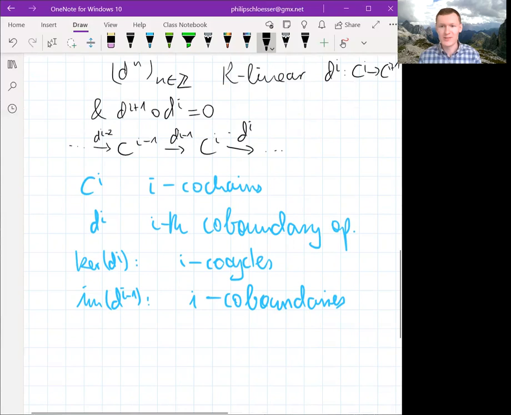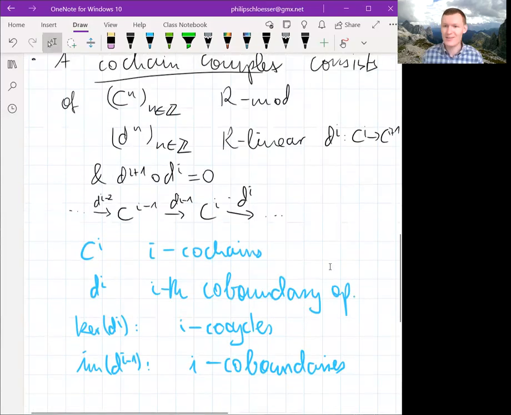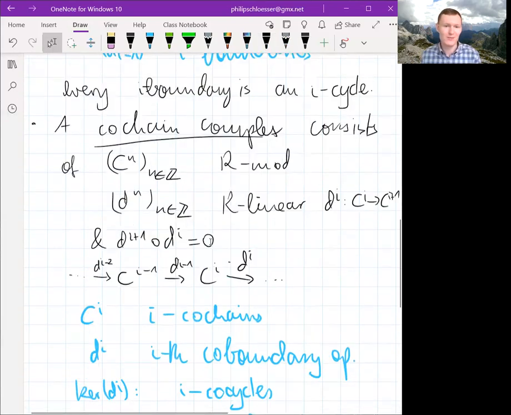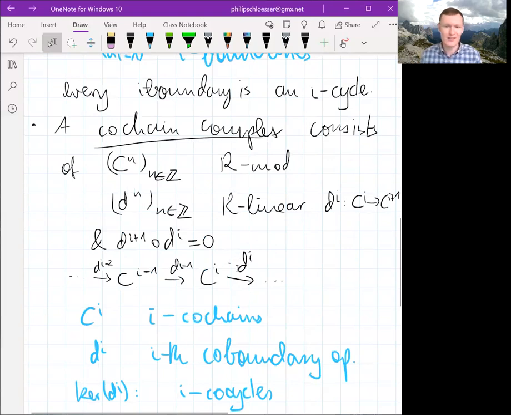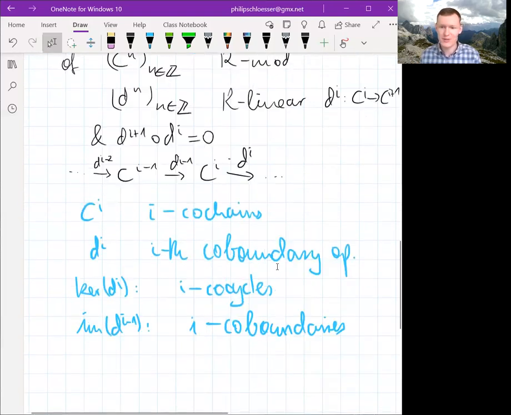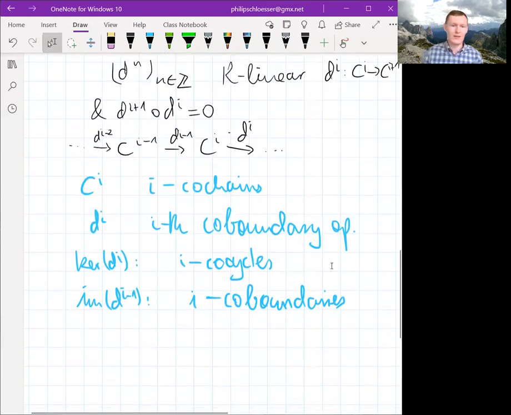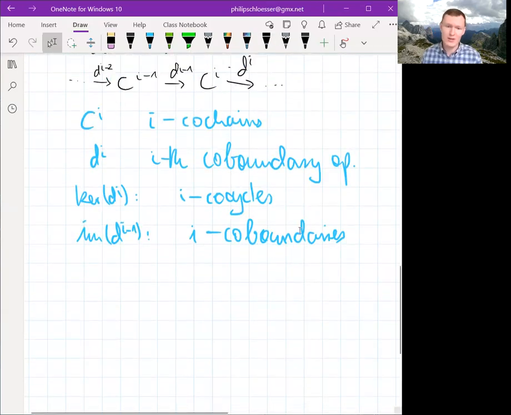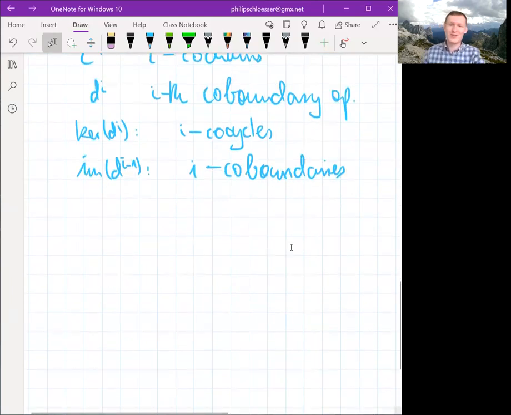Yeah, for those among us who did topology in physics last semester, the de Rham complex is a cochain complex, where d^i is just the exterior derivative, or the exterior differential. And then cochains are differential forms, i-cocycles are closed forms, and i-coboundaries are exact forms. But I guess I will expand on that when we talk about the de Rham complex.